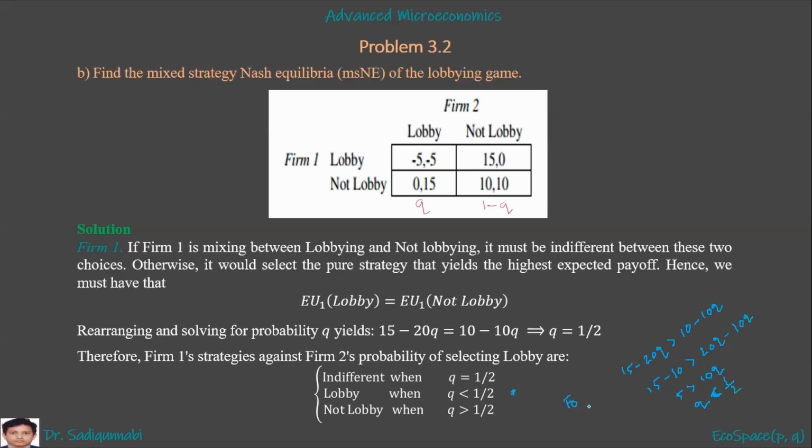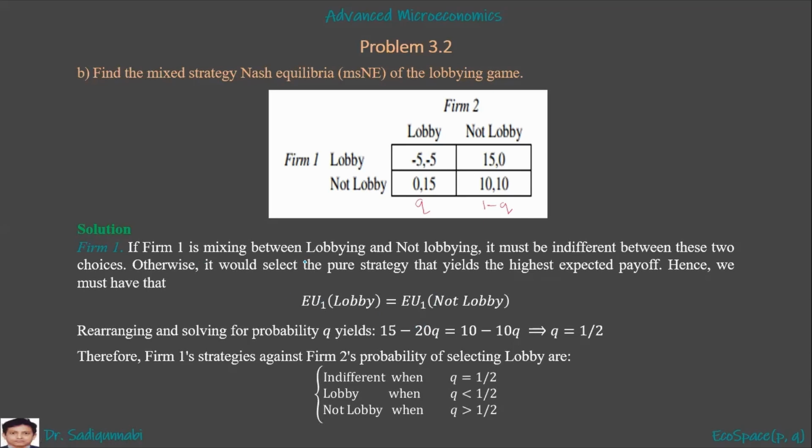For lobby, Q is less than half. Similarly, for not lobby, Q is greater than half. And for the indifference relation, Q is equal to half. So therefore, firm 1 is indifferent against firm 2's probability of selecting lobby when Q equals half, plays lobby when Q is less than half, and not lobby when Q is greater than half.